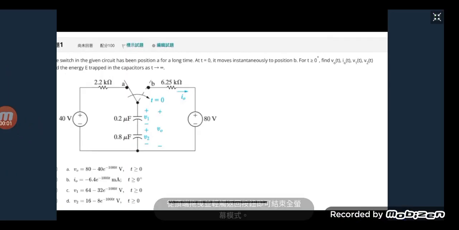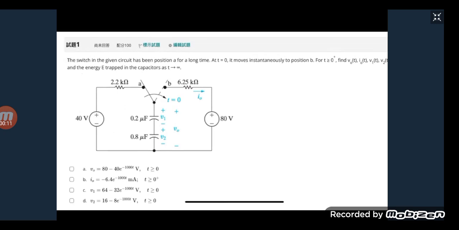Our homework, right? But we just changed the value of each component. So in the beginning we see that the switch is at A. And again, it's at that state for a long time.